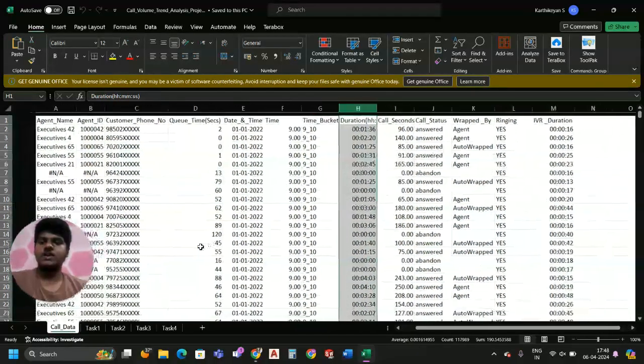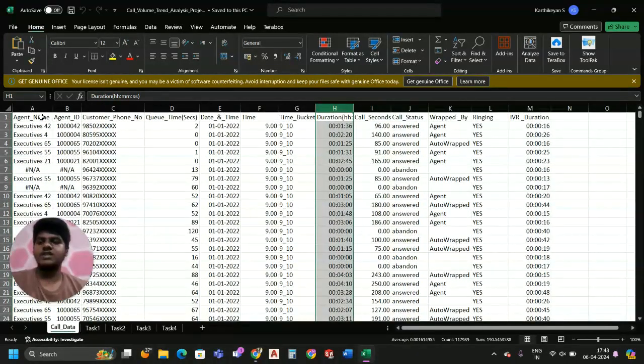This is the data set we have got. Here are the agent name and agent ID. This is the customer phone number. Queue time means the time the customer waits until the call is picked up by the customer agent, mentioned in seconds. Then the date and time, which is when they called. This is the time bucket, that means the time range during which they called. And this is the duration in hours, minutes and seconds format, and the same thing in seconds format.